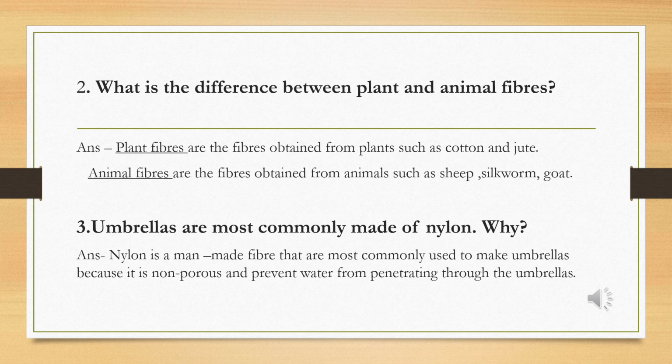Second question, what is the difference between plant and animal fiber? Plant fibers are the fibers obtained from plants such as cotton and jute. Animal fibers are the fibers obtained from animals such as sheep, silkworm, goat. Now, third question is, umbrellas are most commonly made of nylon. Why? Nylon is a man-made fiber that is most commonly used to make umbrellas because it is non-porous and prevents water from penetrating through the umbrella.